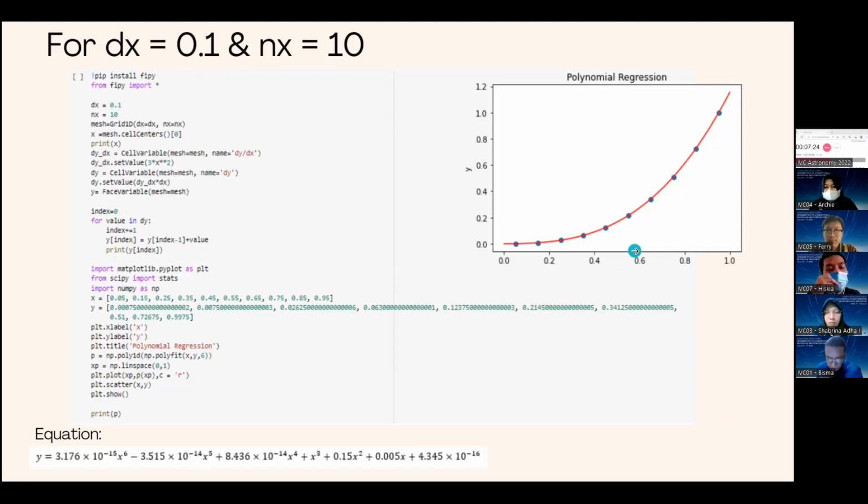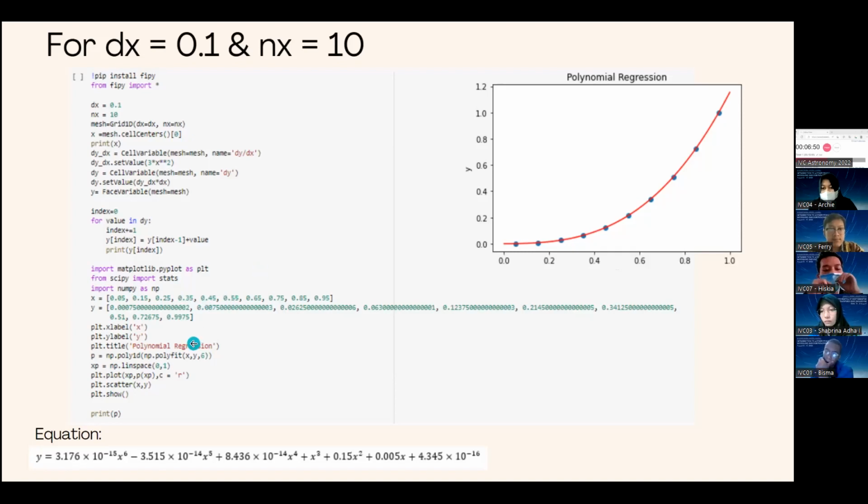The first thing we do is install FiPy, because before we do it, Google Colab does not have FiPy itself. So we install it and we call the FiPy library, and we solve the ordinary differential equation. We put the constants dx and nx, and we solve it. After we solve, we got the results of a range or array value of x and y that you can actually see on the screen.